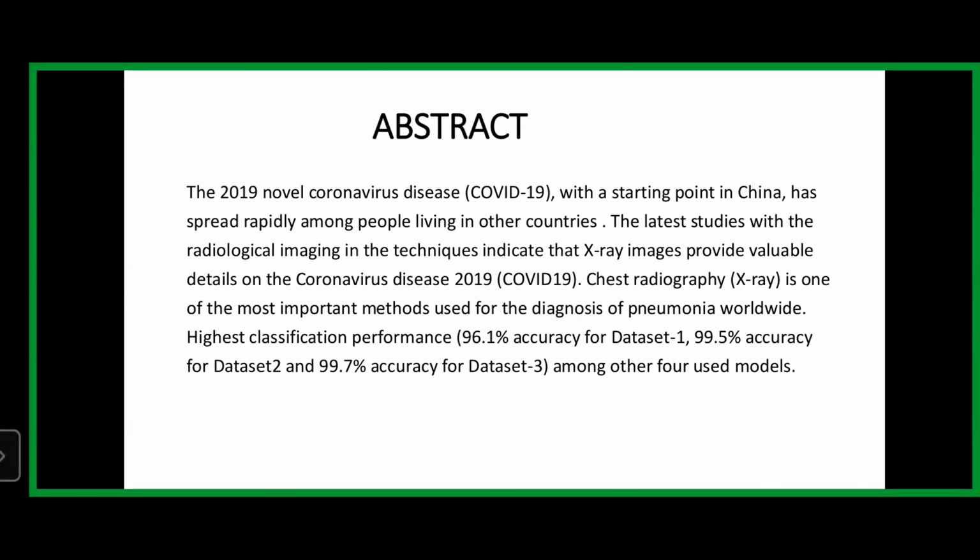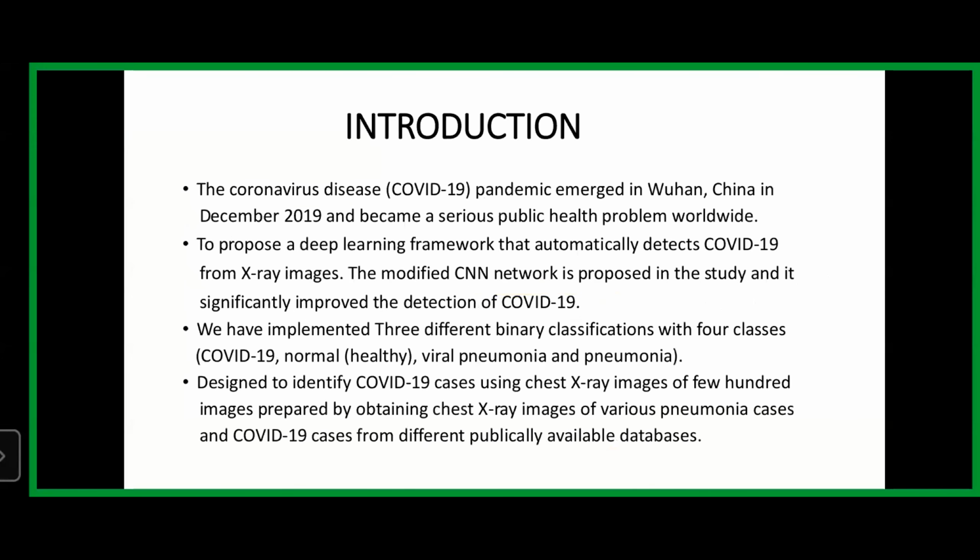And the next one is the introduction. The COVID-19 disease pandemic emerged in Wuhan, China, in 2019, and we propose a deep learning framework for automatic detection of COVID-19 from X-ray images. Nowadays, a modified CNN network is used for study and significantly improves the detection of COVID-19. We have implemented 3 different binary classifications with 4 classes: COVID-19, normal, healthy, and pneumonia.